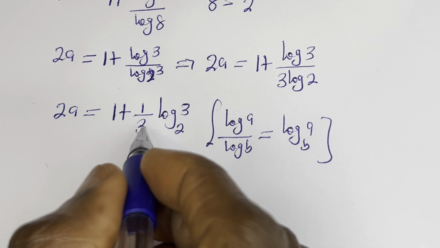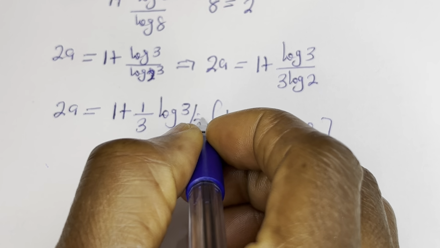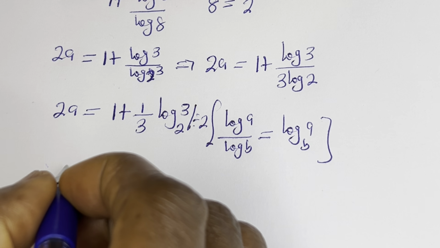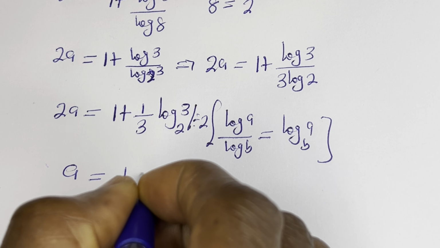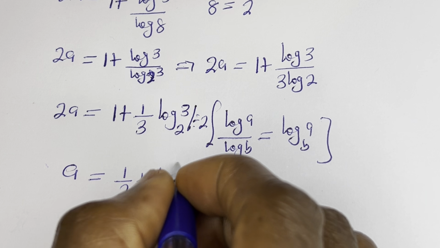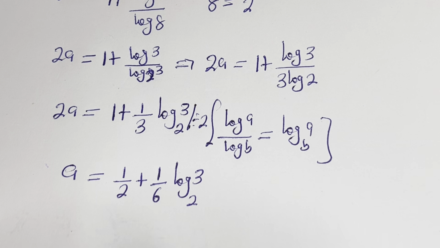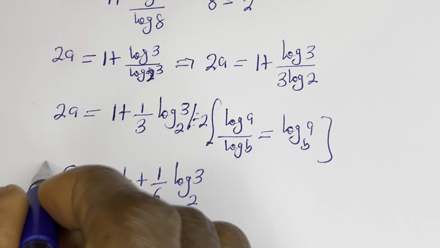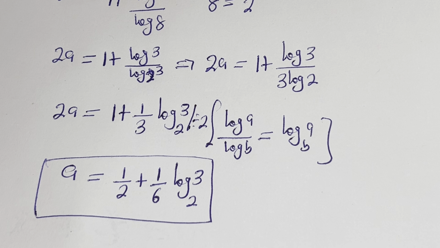Now let's divide all through by 2. A will be equal to 1 over 2 plus 1 over 6 log 3 base 2. This is the value of A. We may check to confirm if this answer is right or wrong.